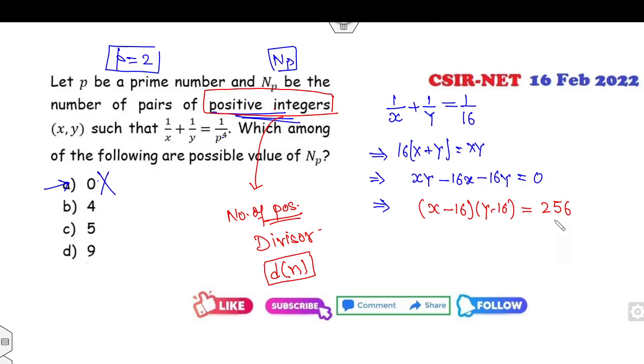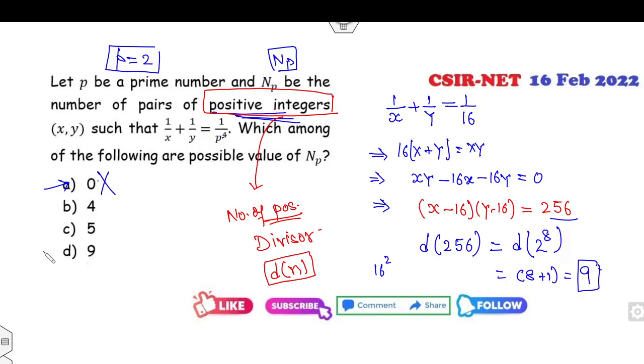Fine. So now, because both are the same, your target is to find the value of this number. I can write this in prime factors. It will be 2 raised to power 8, since 256 is 16 squared. So what is the right answer? 8 plus 1 is 9, which is the right answer of this problem.